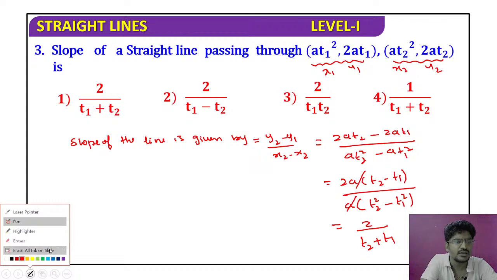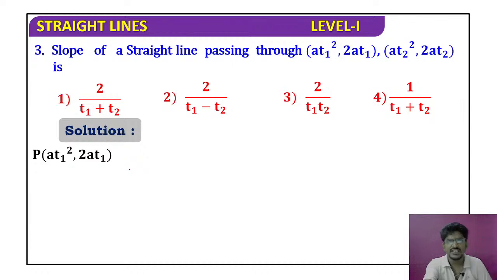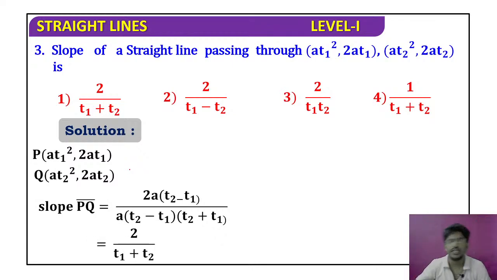Now let us see. Okay, you see here. This is point 1, that is at1 square, 2at1. This is the second point, that is Q, at2 square comma 2at2. Now for the slope, you can see the formula y2 minus y1 divided by x2 minus x1. So therefore 2 divided by t1 plus t2 is going to be your answer. So therefore option 1 is the correct answer.